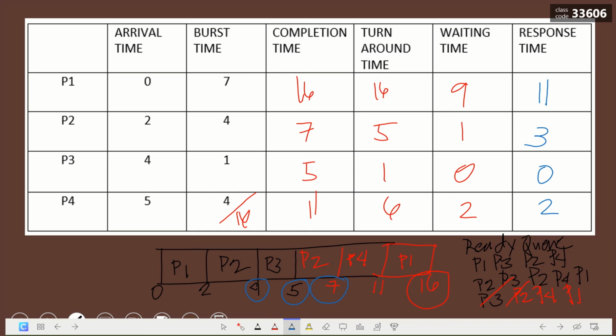So you need to add the turnaround times in order to get the total average turnaround time and the total average waiting time. Now here in our shortest remaining time first, the waiting time and the response time are not the same. So, the difference between the shortest job first and the shortest remaining time first: in shortest job first, the waiting time and the response time have the same value, while in shortest remaining time first, the waiting time and the response time are different in value.